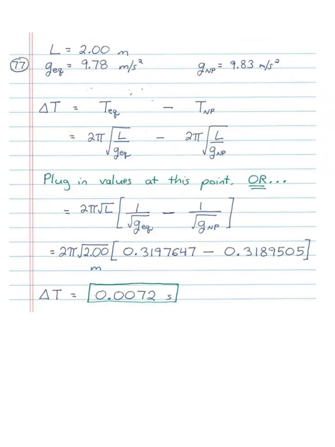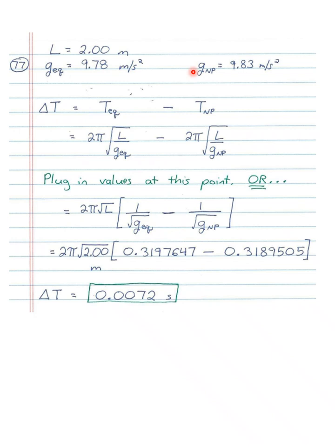Number 77. At sea level, g varies from about 9.78 meters per second squared near the equator to 9.83 meters per second squared near the North Pole. Find the difference between the small amplitude periods of a 2-meter long pendulum at these locations. We had a previous problem, number 68, I think it was, where we're on a different planet and we have to solve for g. Well, we don't even have to go to another planet. There are slight variations on Earth. So g at the equator and g at the North Pole, they're both about 9.8, but they're a little different.